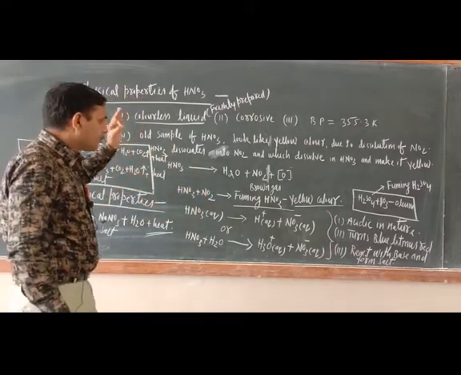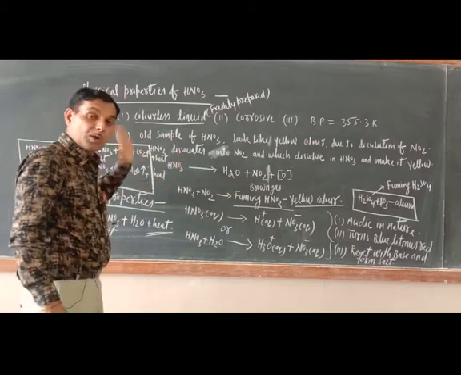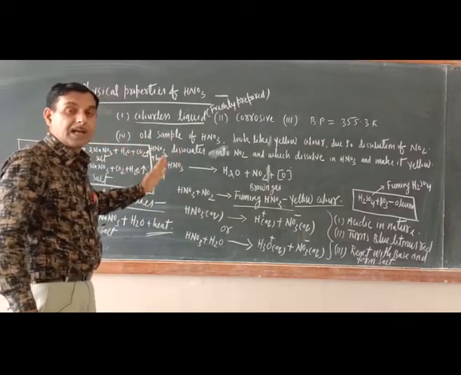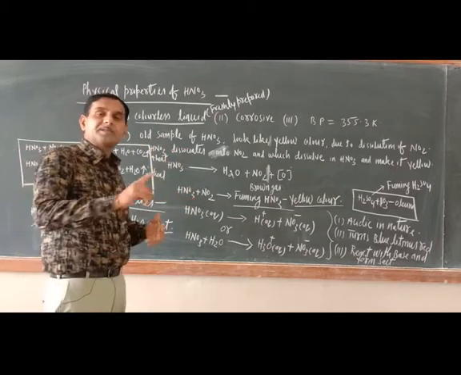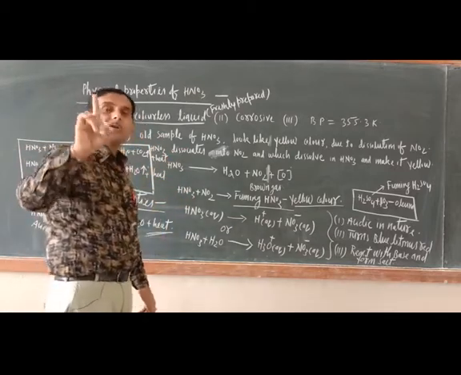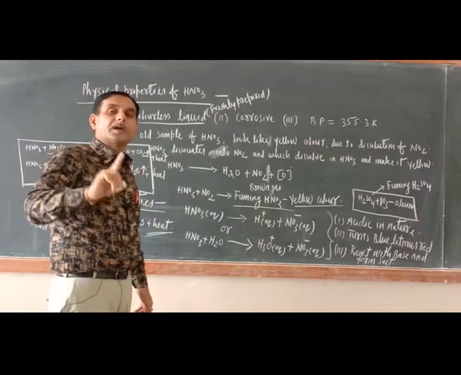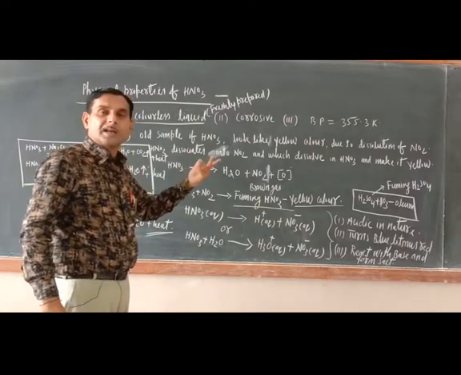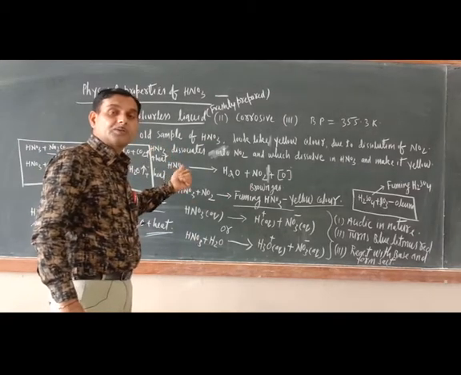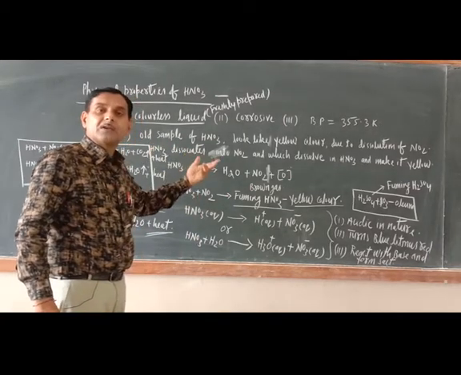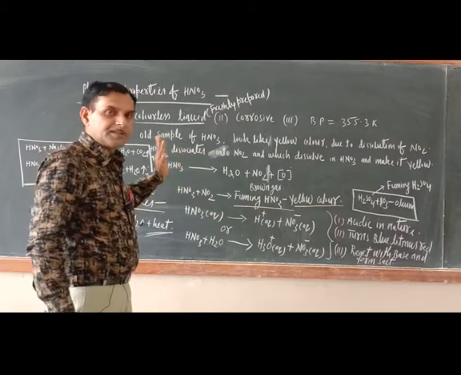The most important thing here is that the old sample of HNO3 looks yellow. Why? Because of the dissolution of NO2 gas. What is the color of NO2? Brown color gas. But when it dissolves in the colorless HNO3 solution, it turns yellow. So please remember this one.